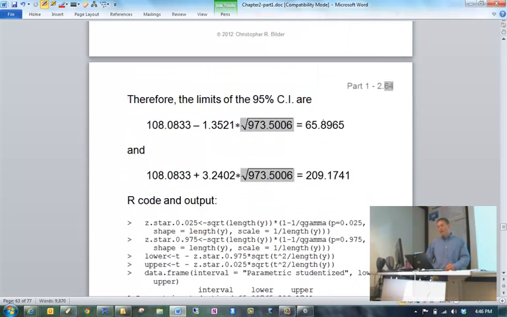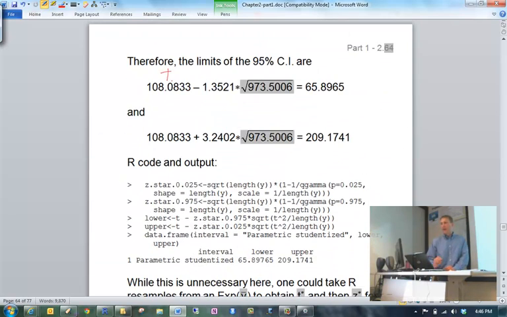So then once I have that, I can simply find my interval limits. T minus T star 1 minus alpha times the square root of y bar squared divided by n. So lower bound is 65.89, upper bound is 209.17. Here's just some of the R code that I would use to calculate this in R quickly, in terms of just plugging in the corresponding formulas into R syntax.